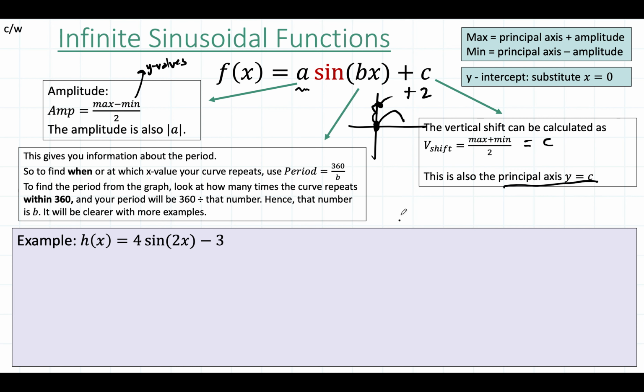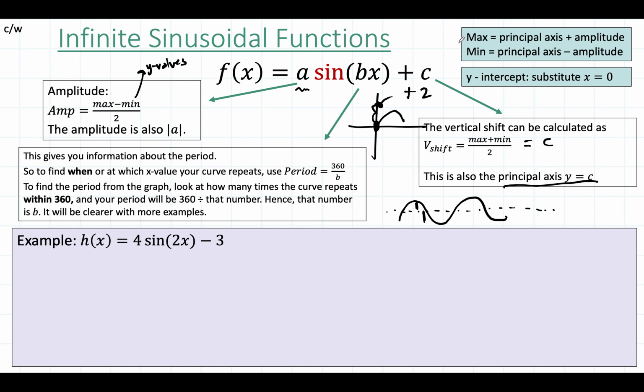So the principal axis is, if you have your curve, the line that just goes through the middle. It gives you the amplitude up and down.